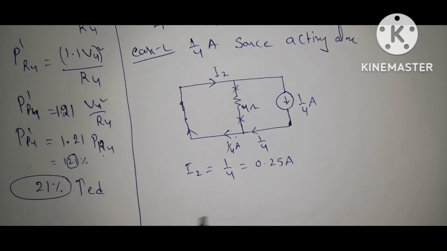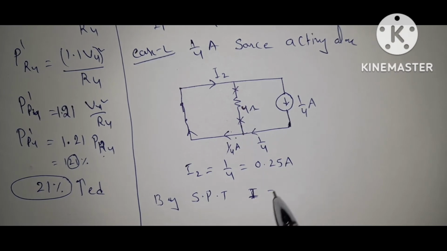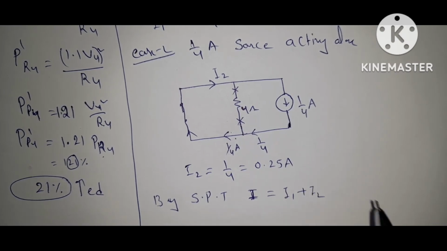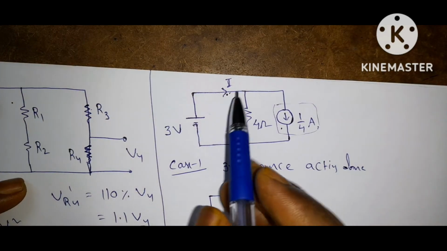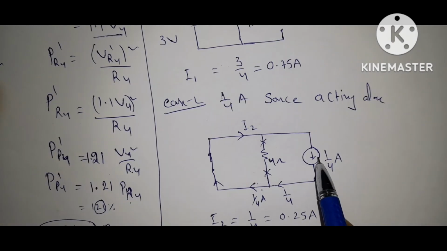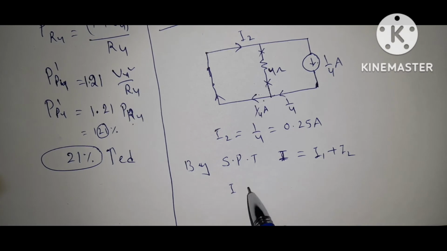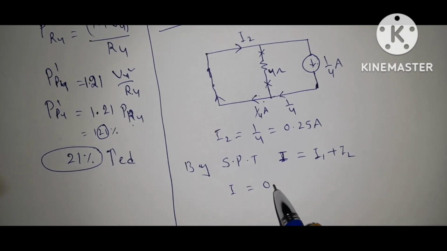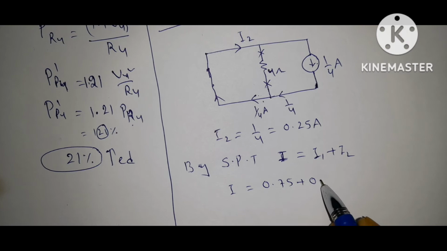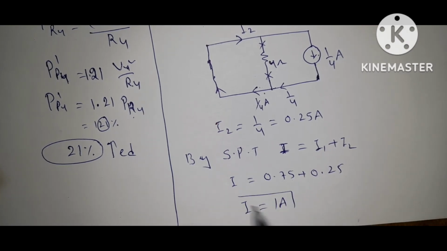Now by the superposition theorem, what is the response? The total response I is equal to I1 plus I2. This response is due to the 3 volt source acting alone and due to the current source acting alone. So total I is equal to 0.75 plus 0.25. You will get I is equal to 1 amp.